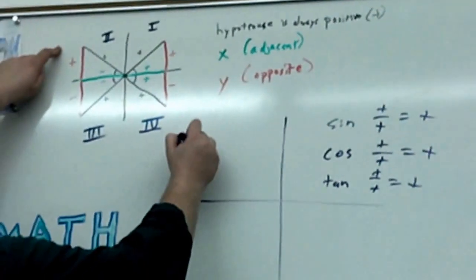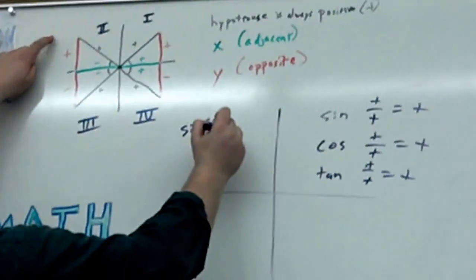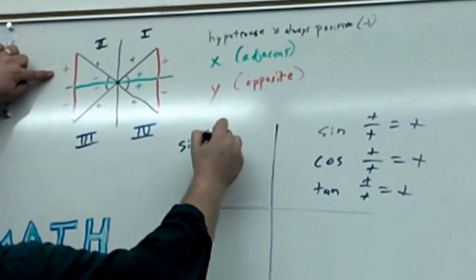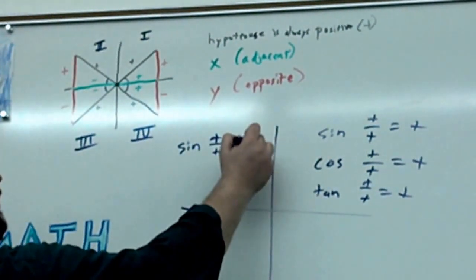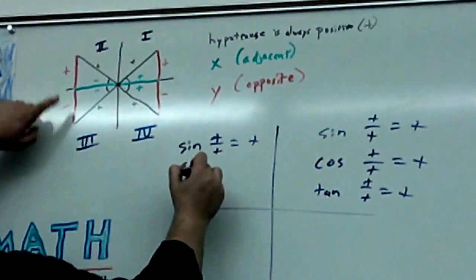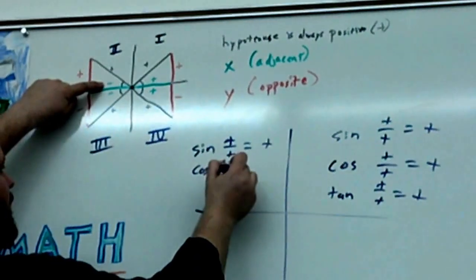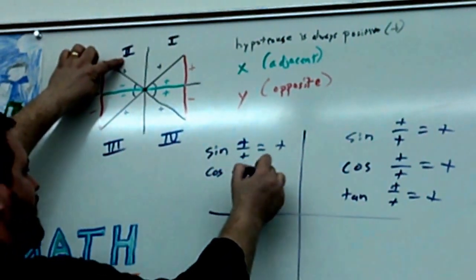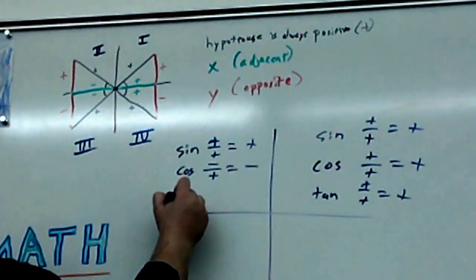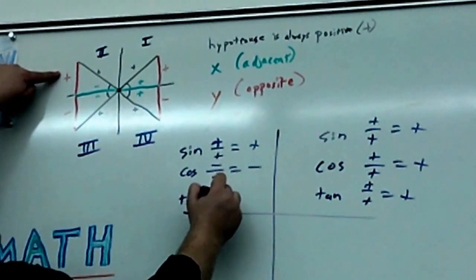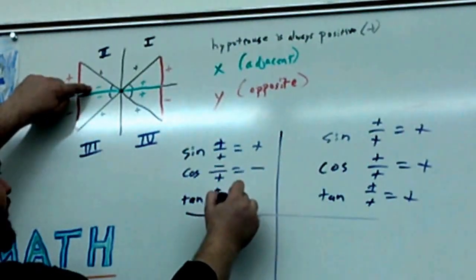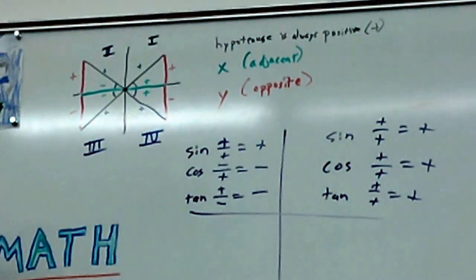Move on to quadrant 2. Sine is opposite over hypotenuse, which gives us positive. Cosine is adjacent over hypotenuse, which gives us a negative. And tangent is opposite over adjacent, which gives us negative.